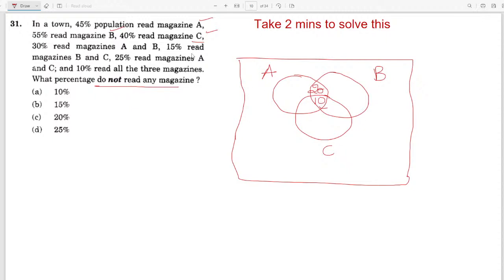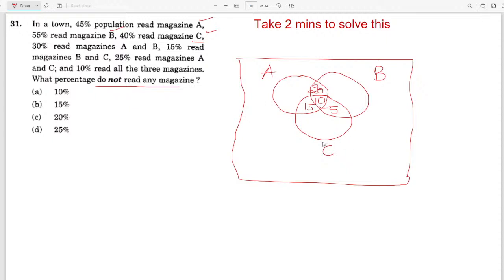And then they're saying 15% read magazines B and C. B and C 15%. So 10 is already there. 10% read all the three magazines. In B and C, that is 15%. So this area would be 5%. So 10 and 5 together forms 15%. And then 25% read magazine A and C. 10% is already there. So this would be 15%.